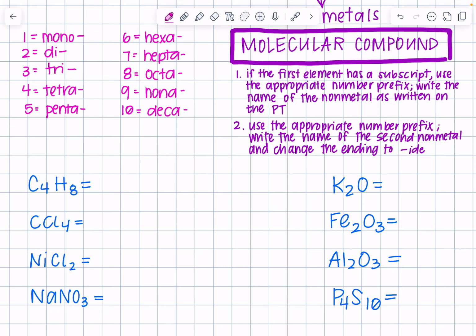All right, so here we need the prefix for 4, so tetra. Then we name the nonmetal just as it's written on the periodic table, so tetracarbon. We use our number prefix for our second element, octa, and then instead of naming it as it is on the periodic table, we change the ending to IDE, so octahydride.